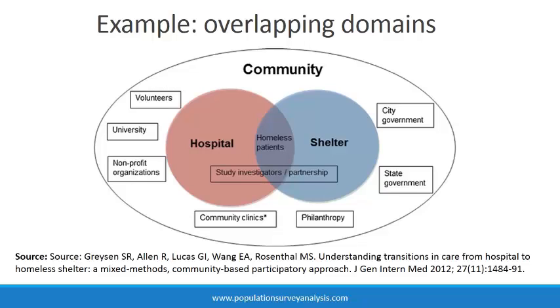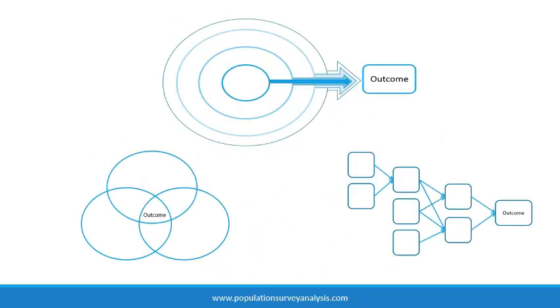They investigate hospital experiences and outcomes, homeless shelter experience and outcomes, and how patients experience the transition from one system to the other. This transition occurs in a community context where there are multiple actors including the city government, community clinics, and nonprofit organizations. I recommend adapting one of these conceptual framework templates to your specific research question.